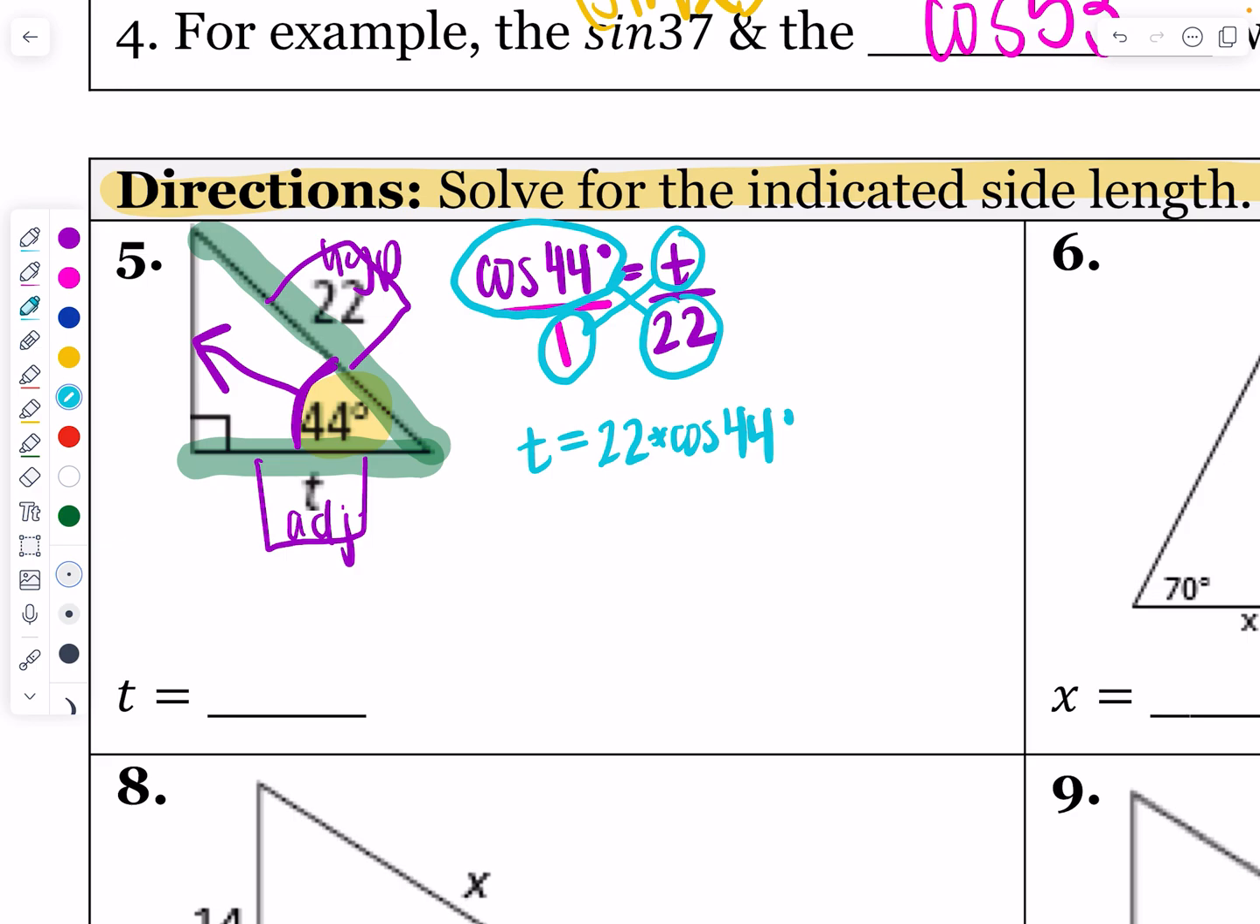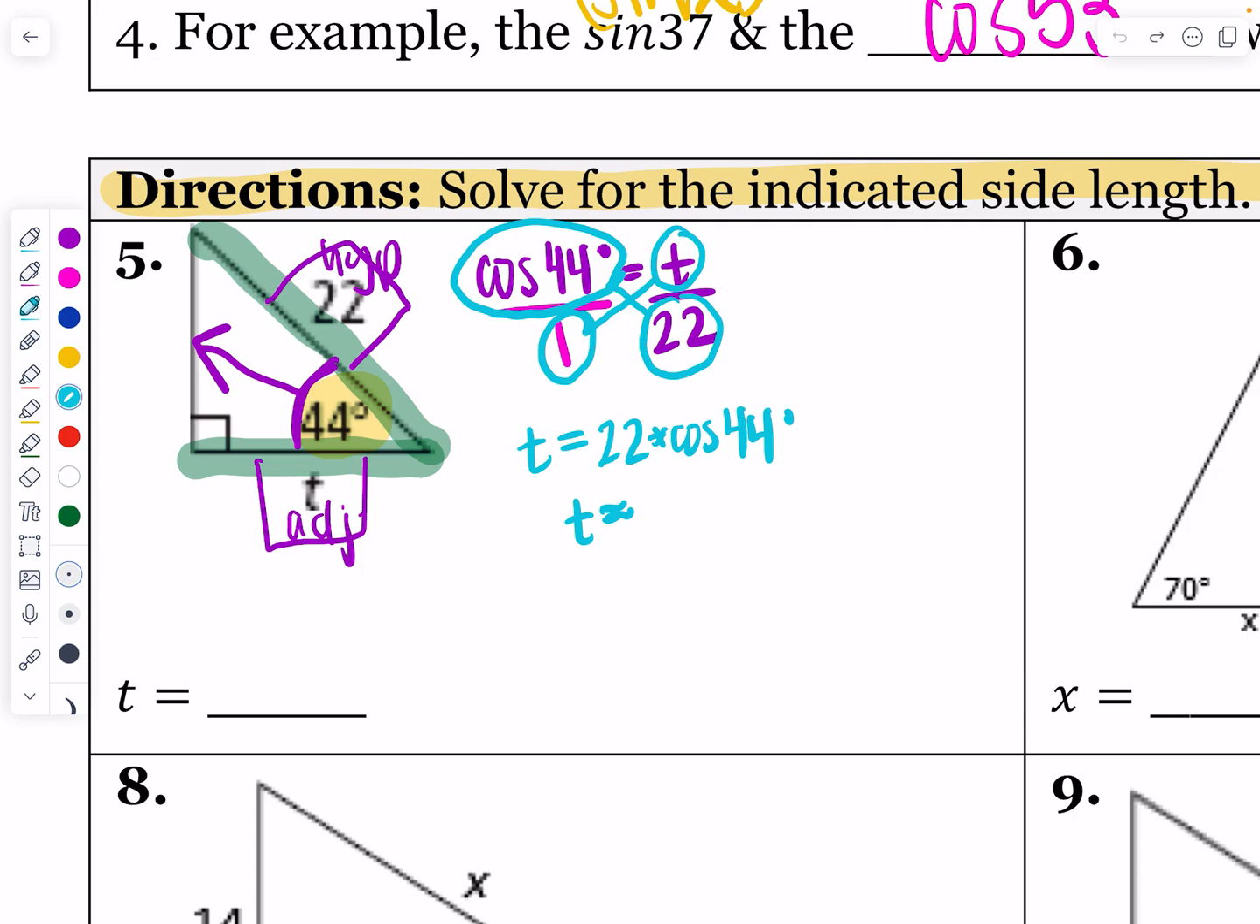Let's see what we get when we do that. Again, make sure your calculator is in degrees. It should say DEG on the screen. And you will know that it is if you get an acute angle measure. This is going to give me approximately, I'm going to round it to show that it's rounded, 15.